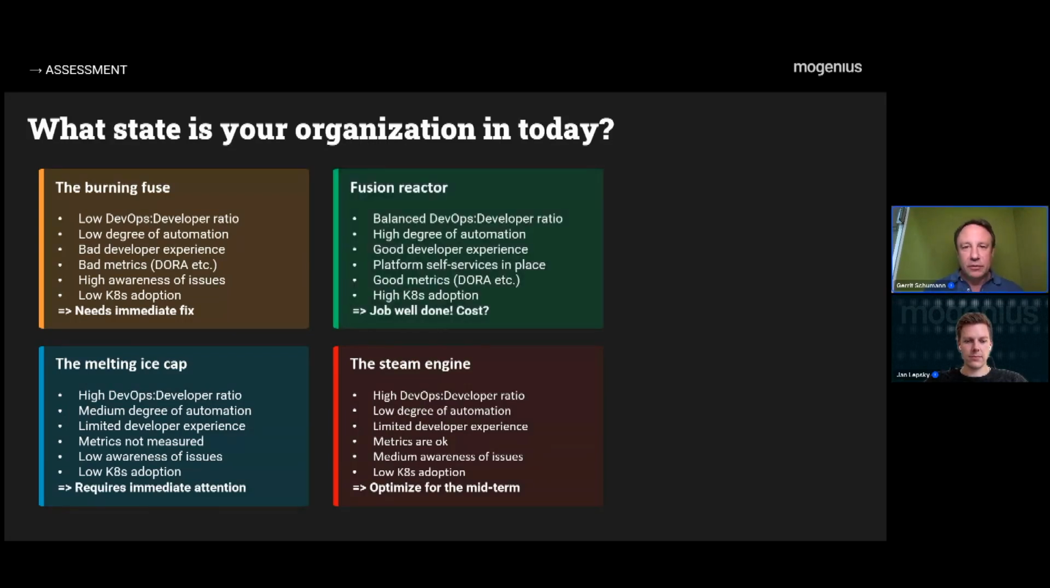The last state is the fusion reactor. So this is kind of where you want to be, a perpetual source of energy with limited resources needed. You have a balanced, not too high, not too low, DevOps supporting developers. You have a very high degree of automation, great developer experience. You have platform self-services in place, and your metrics are great. And obviously, Kubernetes adoption is at an all-time high. So job well done. The only question here is, how efficient is it, and what's the cost of it? But in the end, that's a good state to be in.